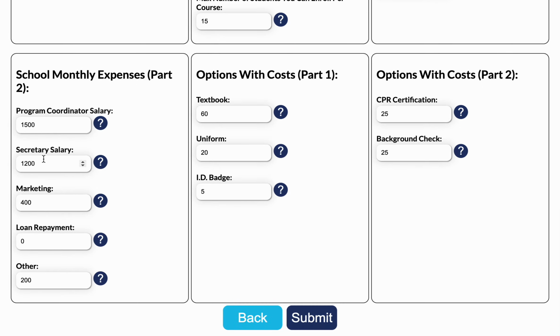All right, over here we have part 2 of monthly expenses. And this is where we talk about the following. How much money do you think you are going to spend in marketing per month?